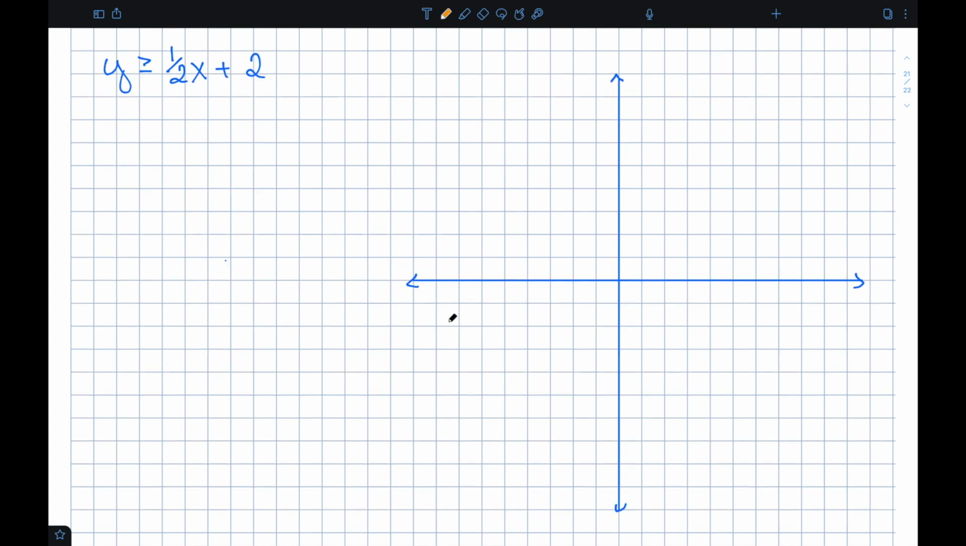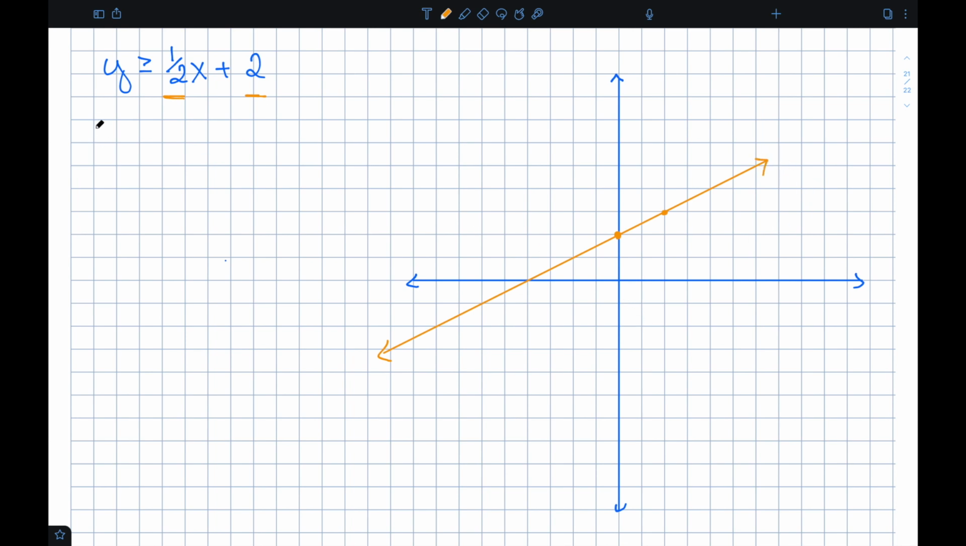Let's look at this inequality: y is greater than or equal to 1/2 x plus 2. Using my slope-intercept form of graphing, I know the y-intercept is 2. My slope is 1/2, which means I should be going up 1 and over 2. The fact that this is a greater than or equal to sign tells me that I'm going to be using a solid line.